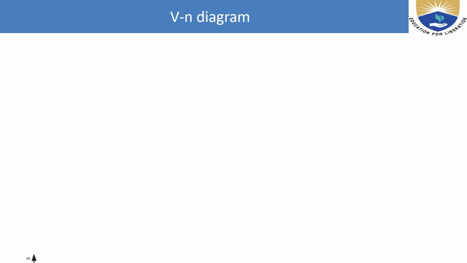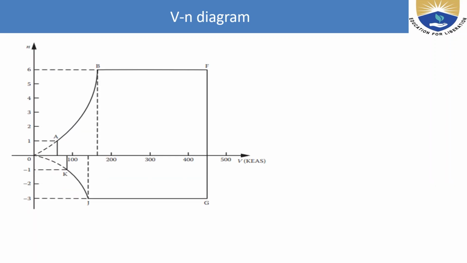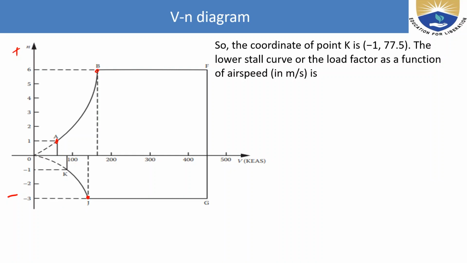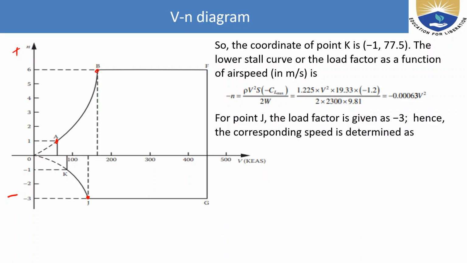With the same technique we can get this lower level and we will get here 77.5. So if you see this V-n diagram, it has a positive side and a negative side. We got this point and this point, and all these A, B, C, D, E, F, G we have just found out, and the coordinates of the point K is -1, 77.5. The lower stall curve or the load factor as a function of the airspeed in meter per second is here. From here we can get the speed at -3. So -3 is equal to this V square. So we got V is equal to 69 meter per second, 134.2 knots indicated airspeed.